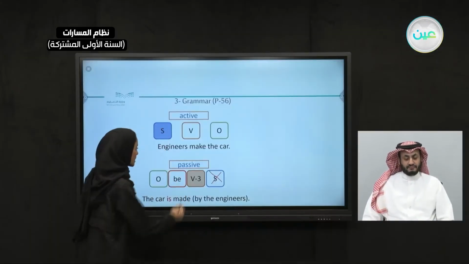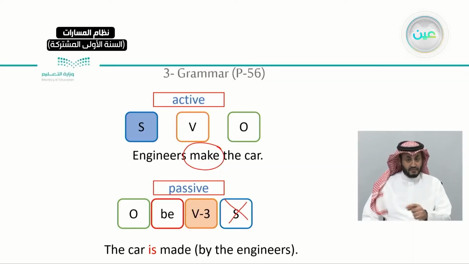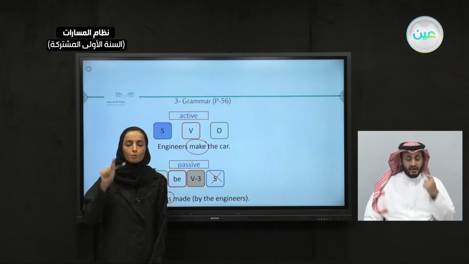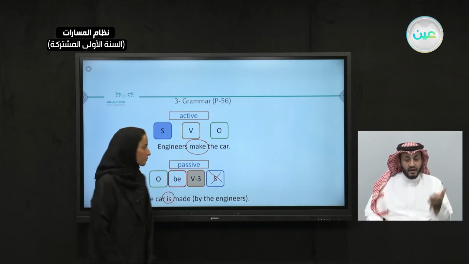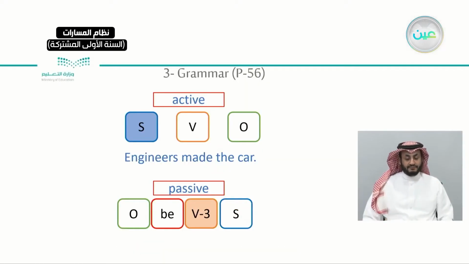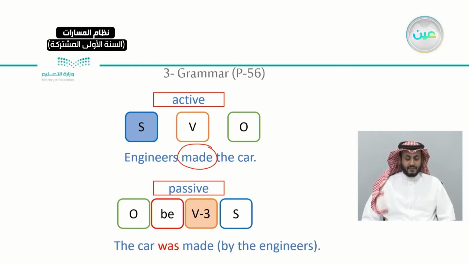Let's notice this verb make is in the present tense. That's why I have used is in here, verb to be in the present. And this is the difference between all the tenses, the present, past, or future. The verb to be will make the difference. What about if I am going to speak in the past? Engineers made the car. Not make, they made it years ago. In the passive, the sentence will be the car was made. Notice this one is in the past, so that one will be in the past. Was made, and this one is verb number 3.